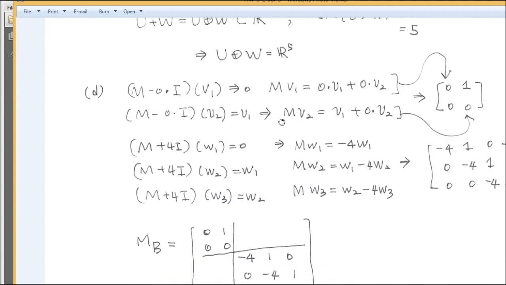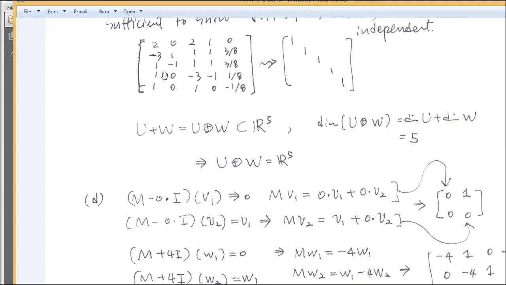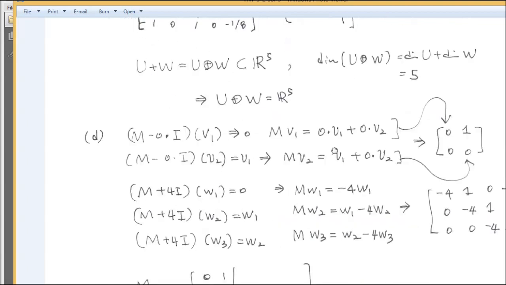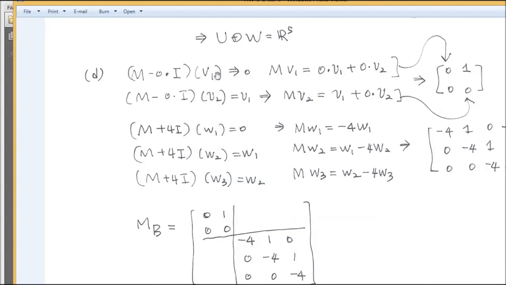And part D is asking you to compute the matrix under this basis: v1, v2, w1, w2 and w3. So I'm doing it carefully here. v1 has this chain condition, and you rewrite what it means for Mv1. So Mv1 is 0 times v1. That was an eigenvector of eigenvalue 0. So 0, 0. What happened to Mv2? You solve for Mv2.